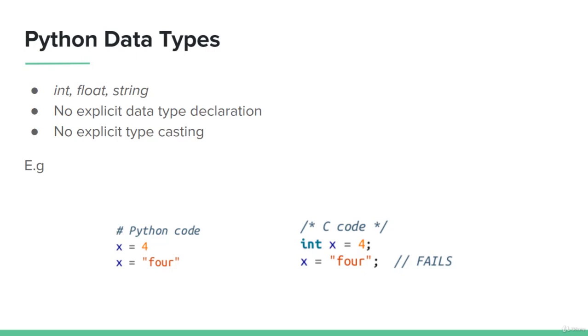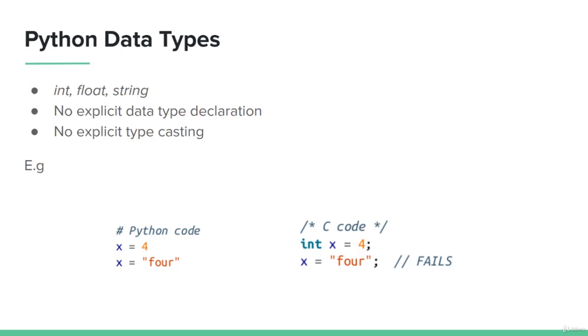Python automatically takes up the type depending on the data, and we do not have to explicitly instruct it. For example, let's look at this C code. In this C code, we have instructed that the variable x should be an integer. If we try to initialize it with a string, the code fails. This is an example of explicit data type declaration. In Python, we don't use that.